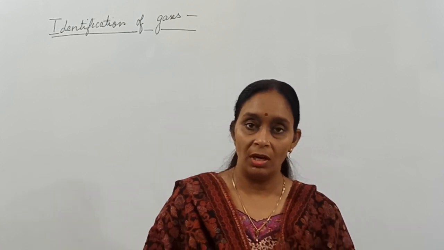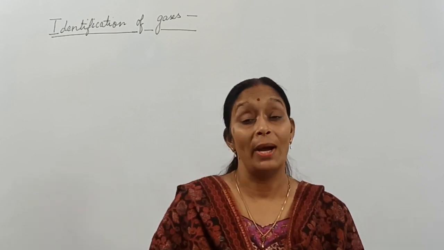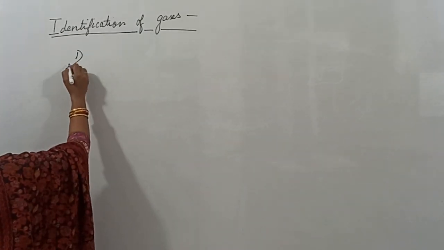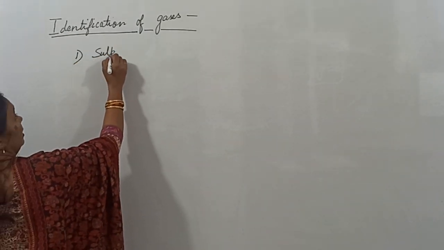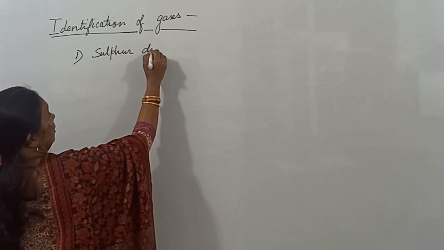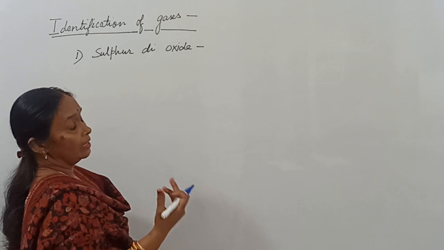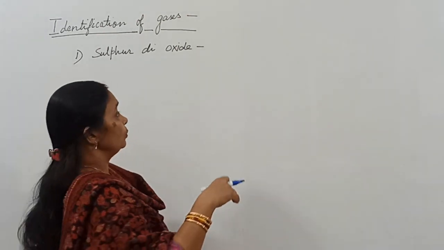Last time we discussed a few gases. Today also we are going to discuss three gases. All those three gases are acidic in nature. The first gas which we are going to discuss how to identify is sulfur dioxide. Let us see a reaction in which sulfur dioxide is produced.